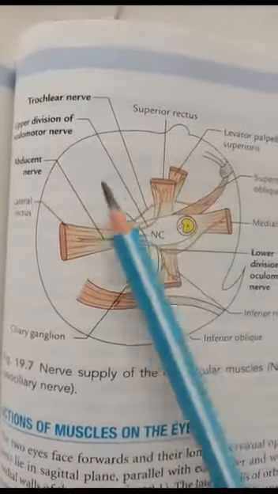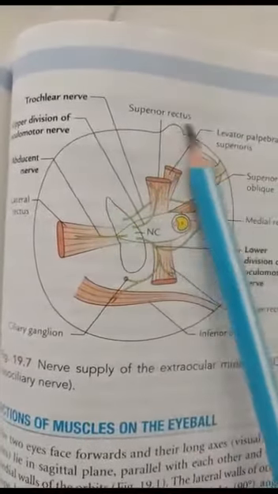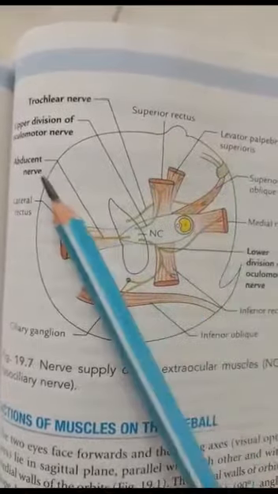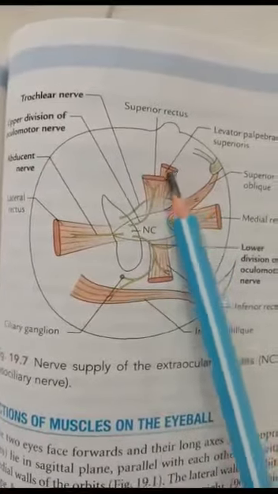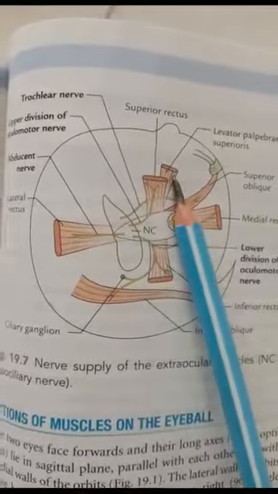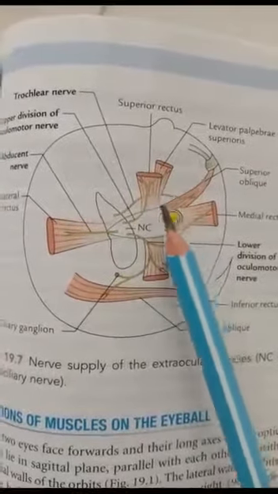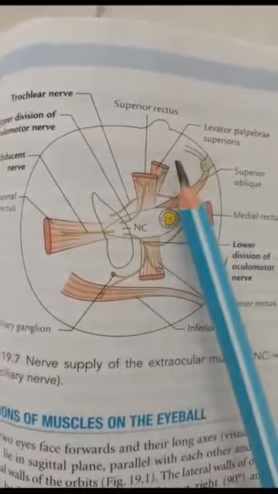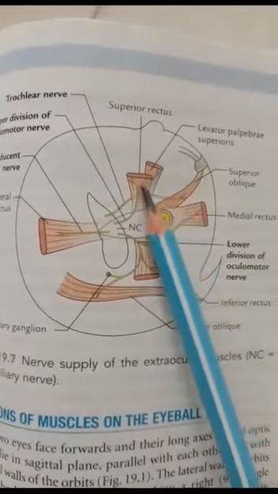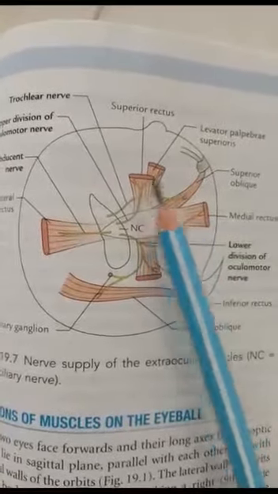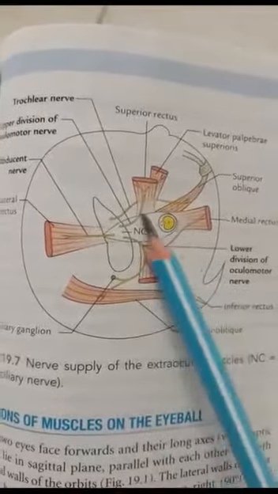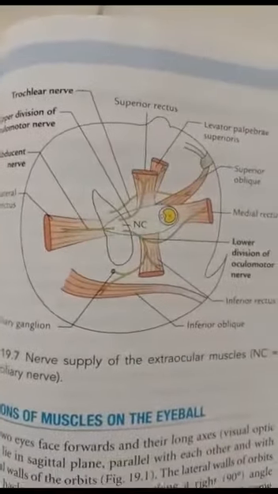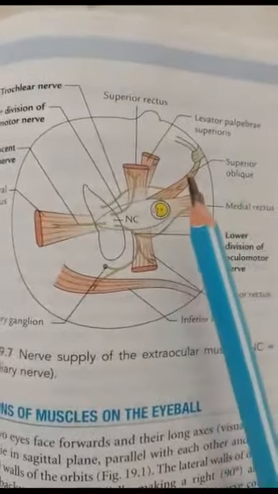Then the next muscle is the levator palpebrae superioris. It arises from the orbital surface of the lesser wing of the sphenoid bone, anterosuperior to the optic canal and the origin of the superior rectus muscle. So in this way the muscles originate. Then the insertion of these muscles.